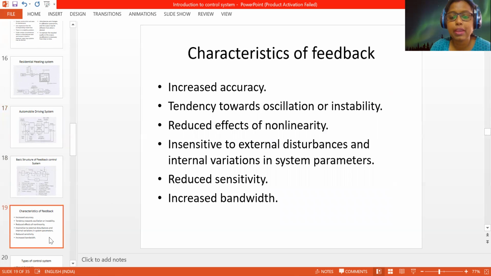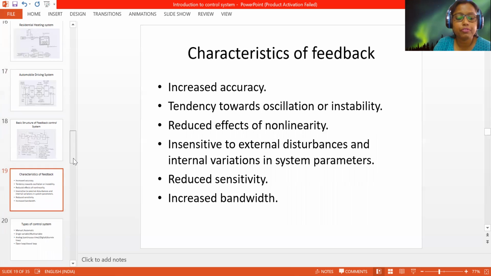The characteristics of feedback are that it has increased accuracy. These are the advantages. There is a tendency towards oscillation and also instability. Generally, there is no stability problem in an open loop system. However, there are stability problems in a closed loop system. Also, reduced effect of nonlinearity is a characteristic of a feedback control system. It is insensitive to external disturbances and internal variations in system parameters. Also, it has reduced sensitivity and increased bandwidth. These are the different characteristics of a feedback control system.